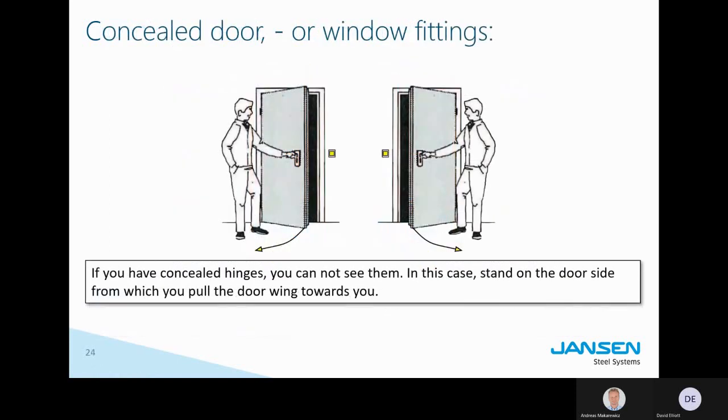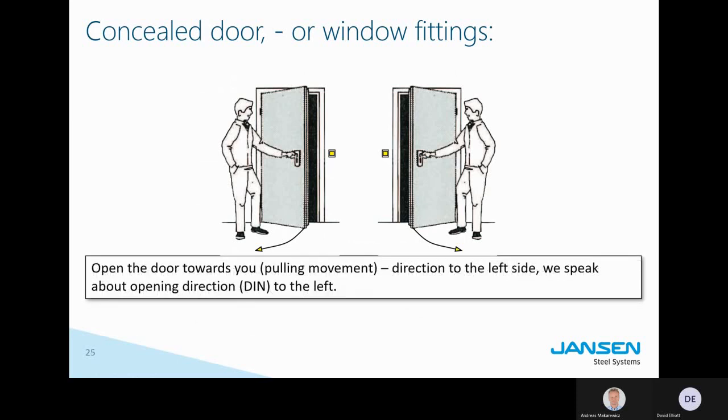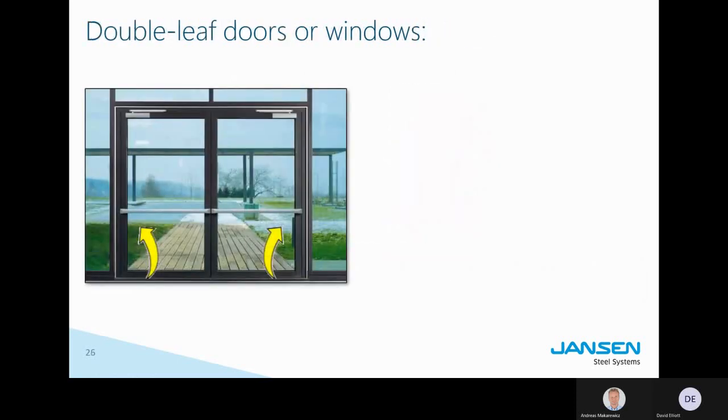If you have concealed hinges, then again, it's the pulling action to whatever side the door opens. When you pull it, that will determine your opening direction. So pretty clear here, explained from different angles. It will become a little more complex or complicated when we have double wing doors, which also are panic doors.